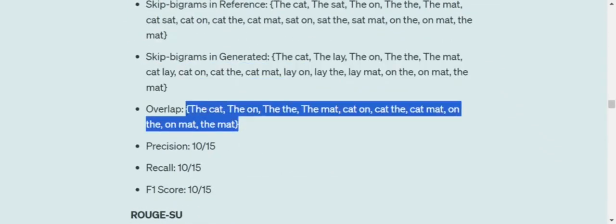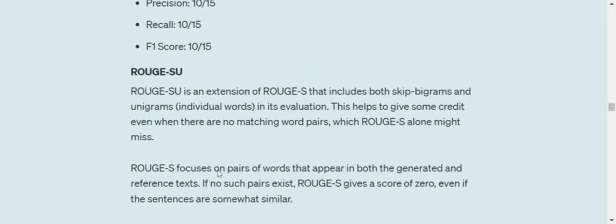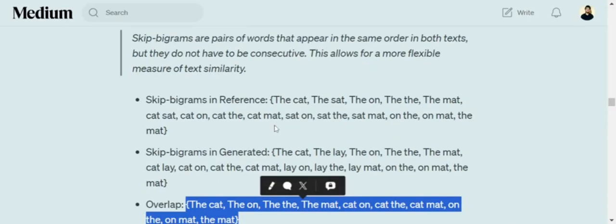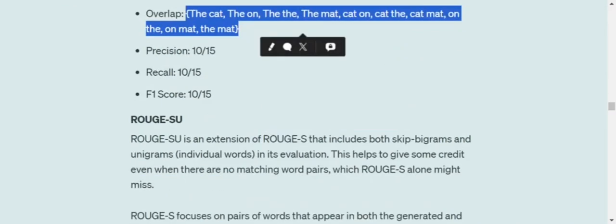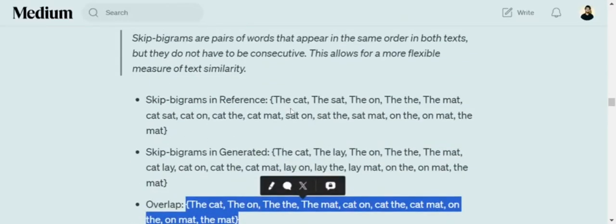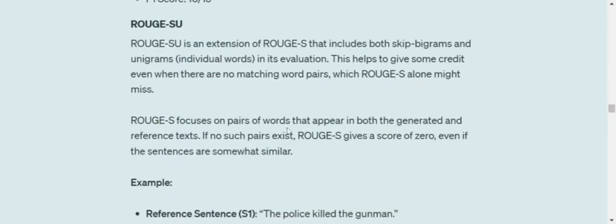Now these are the overlapping skip-bigrams that we got, and similarly precision, recall and F1 are calculated. Now coming to Rouge-SU. It is an extension of Rouge-S that includes both skip-bigrams as well as unigrams. In Rouge-S, you saw that no unigram was considered, but in case of Rouge-SU, unigrams would also be considered.